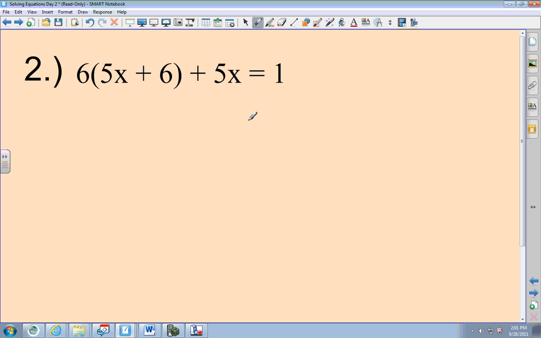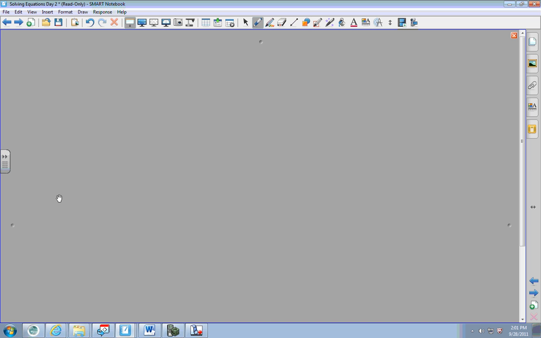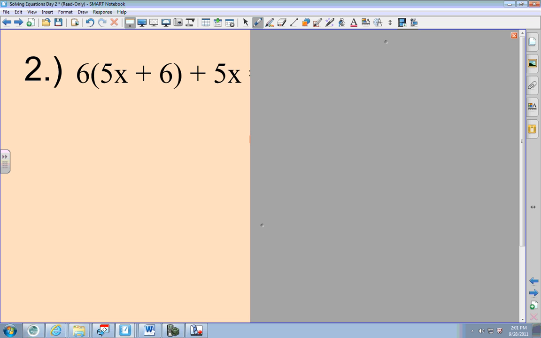In this one, I'm going to draw my line right here. Let's cover the right-hand side up. Now, first thing you're going to do is the parentheses, the distributive property. The 5x is not in there. So I'm going to just take 6 times 5x and 6 times 6. So 6 times 5x is 30x. 6 times 6 is 36, plus 5x.